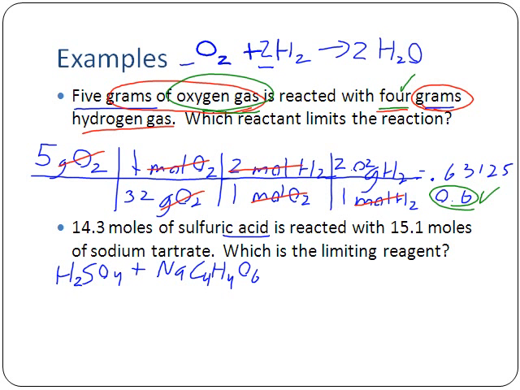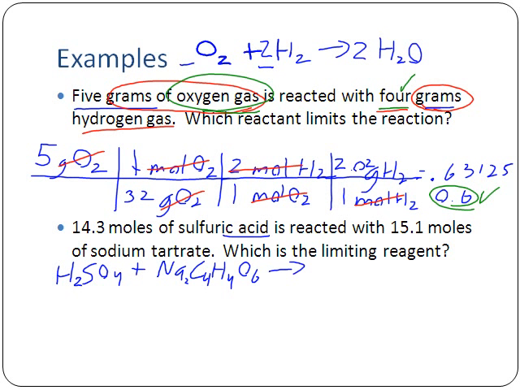C4H4O6. Sodium, if you look on your periodic table, has a valence of +1. Tartrate on the periodic table has a valence of -2. So it's Na2C4H4O6. Well, looking at what type of reaction this is, we say that we've got a compound plus a compound.